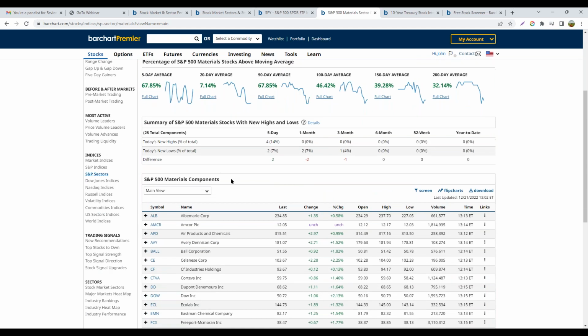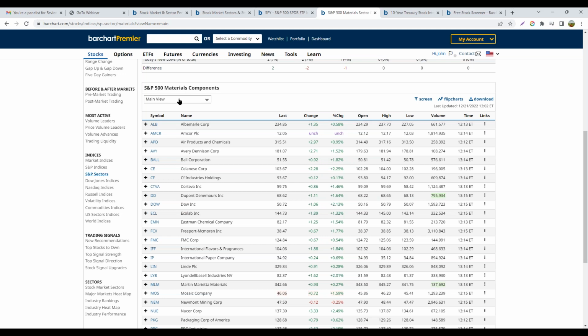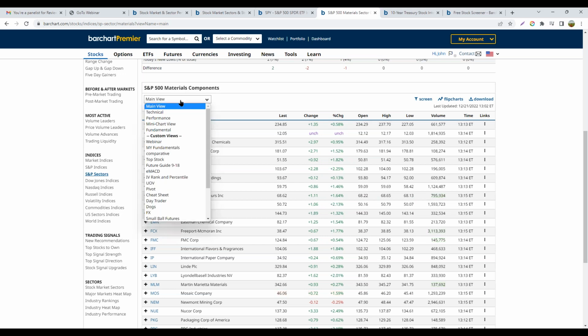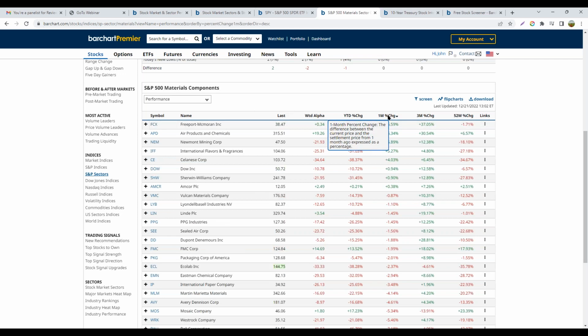So what stocks are in that group? I just clicked on the sector, and these are the stocks in that sector. Now, if I go to my main view here, I'm going to look under performance, and look at which ones have outperformed in the last month, those outliers. We've got Freeport-McMoRan, Air Products, Newmont Mining, International Flavors and Fragrances. So there's a few stocks here we can look at.